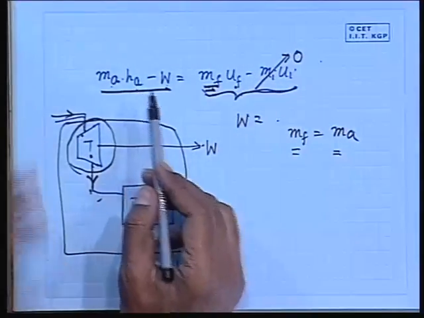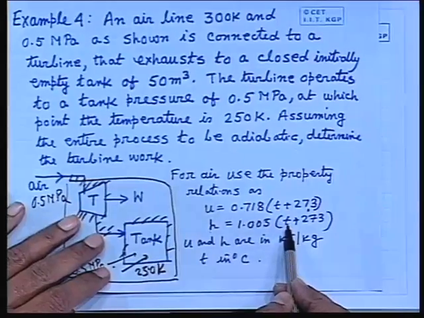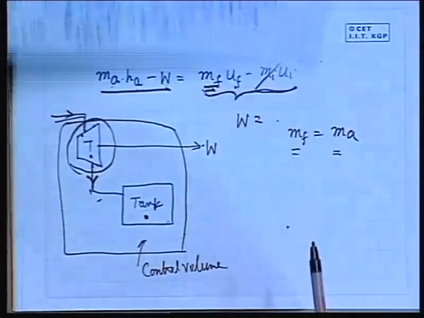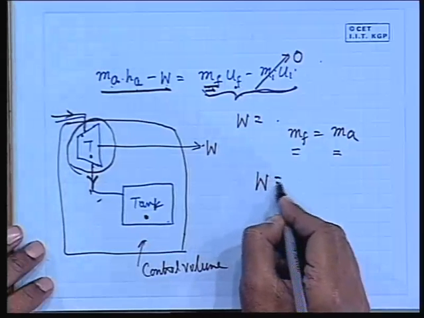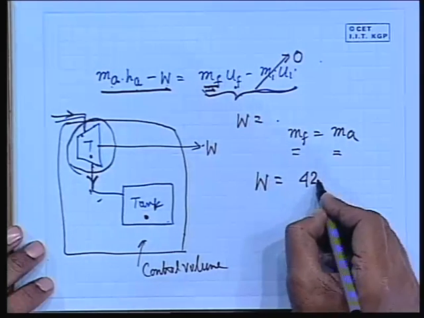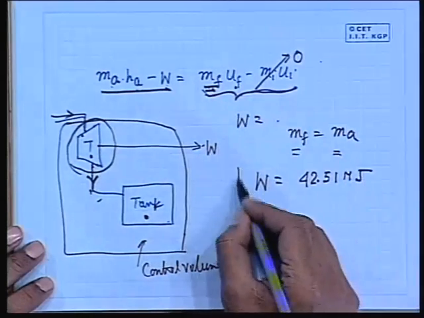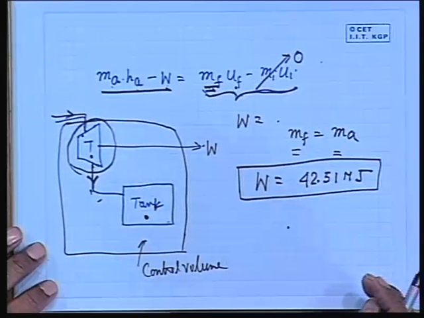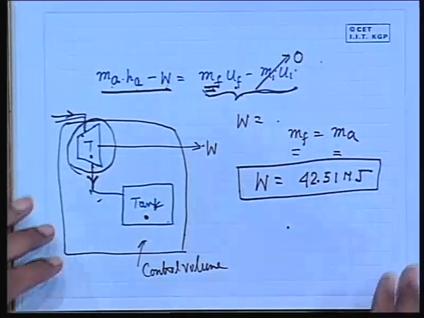And HA we can find out by using this equation where T plus 273, this is given as 300 K. That means T plus 273 is already given in that form, 300 K, and we can find out the value of this. So finally the work comes out to be 42.51 megajoule. You do it and you will see this is the work. Final work done by the turbine is 42.51 megajoule. Okay. All right.